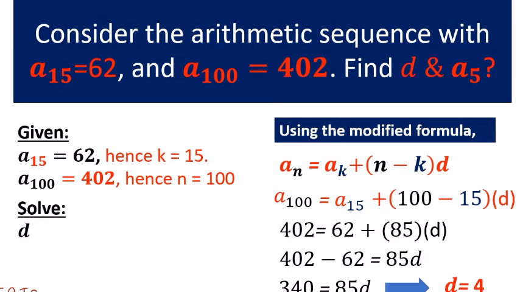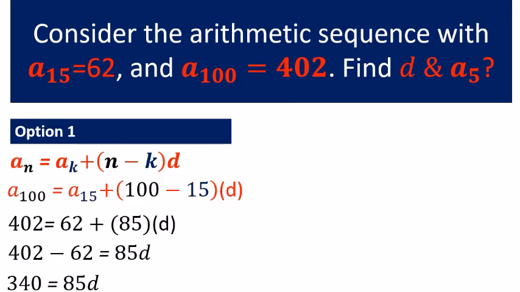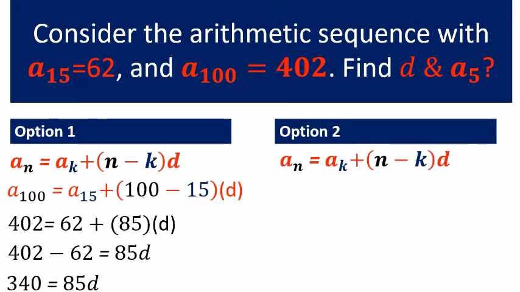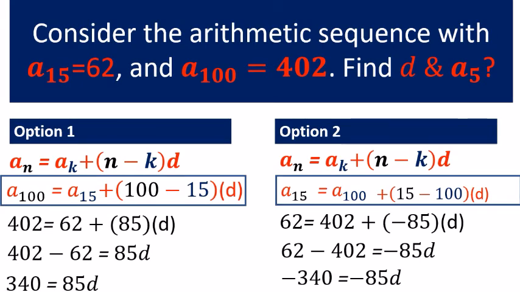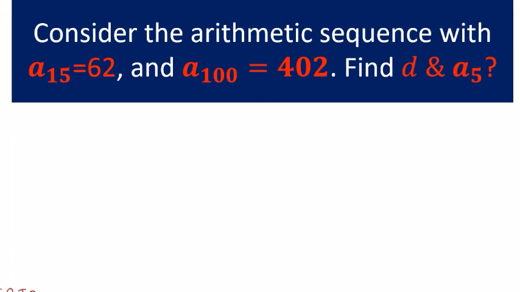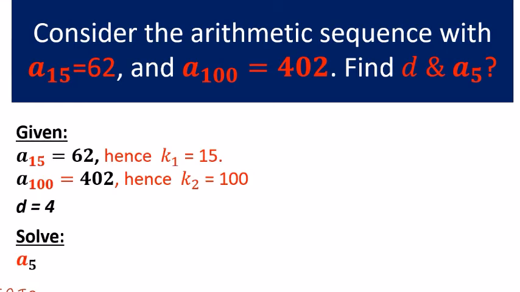As I mentioned previously, it doesn't matter what you choose for a sub n and for a sub k. Consider the second solution where a sub n is a sub 15 and a sub k is a sub 100. Substituting the values to the modified formula and applying the properties of equality, we will get the same answer for d, which is 4. Now, let us continue solving this problem by finding a sub 5. Now that we know the value of d, and we have at least one a sub k, which is a sub 15, and/or a sub 100, we can use the process presented in condition 1 to find the value of a sub 5.